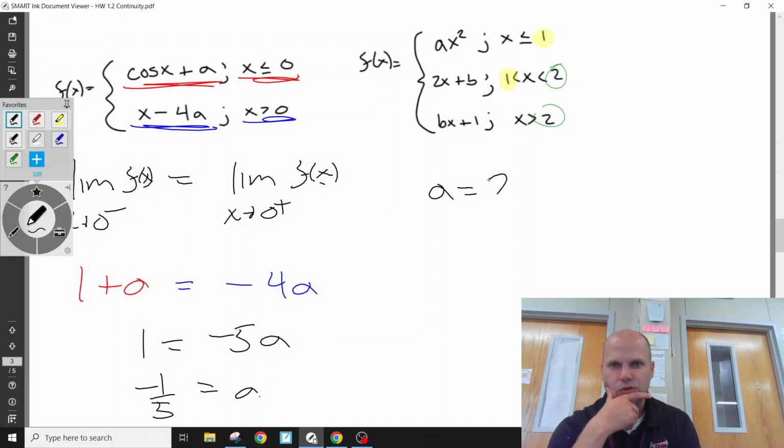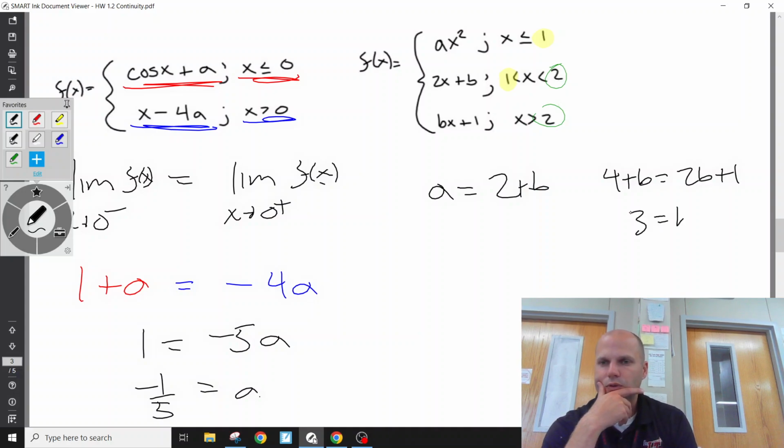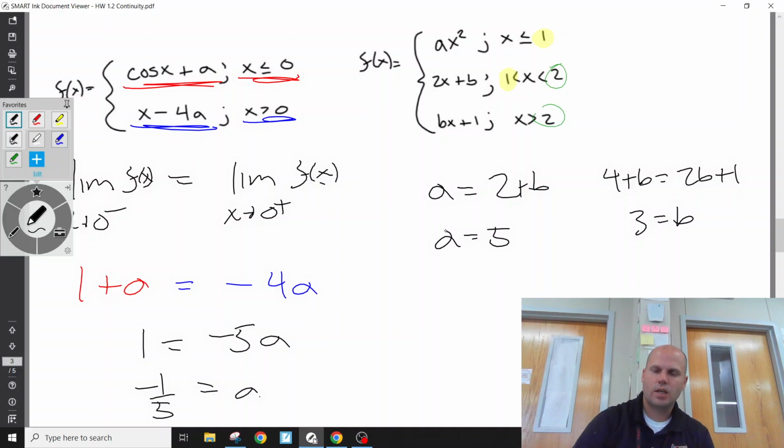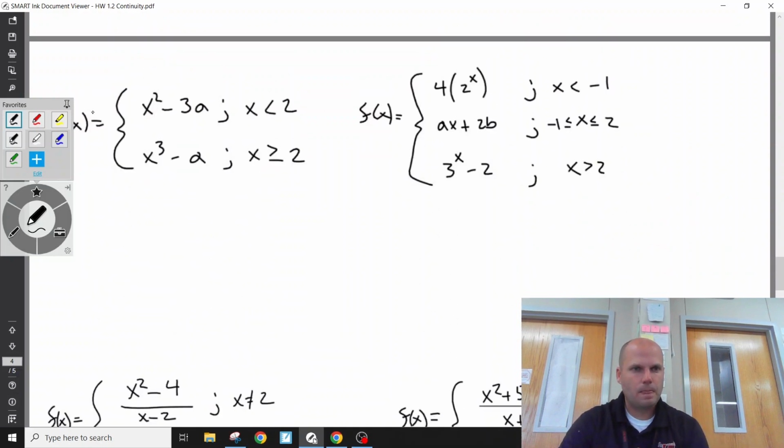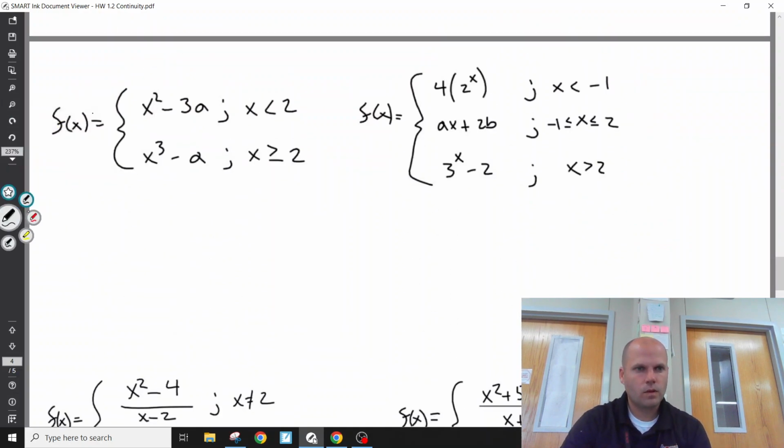A equals 2 plus b. 4 plus b equals 2b plus 1. Oh, cool. All right, well, I can find b, and then I can find a. 3 equals b. A equals 5. If you need help getting that, do the math. Cool, a couple more. Skipping the limit notation.